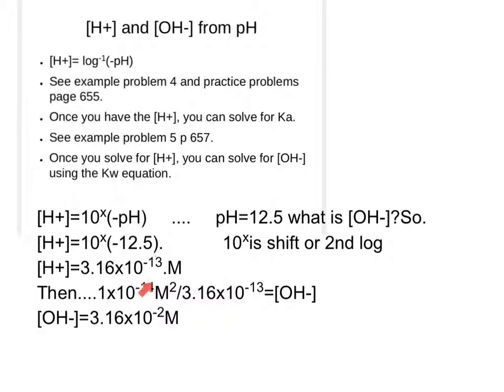If we wanted OH, which is what the question asked, then we just divide the Kw by the H, and we get the OH. And the answer to that would be 3.16 times 10 to the negative second. Just so happened for this number that 3.16 is the same. It's not always going to be that way.